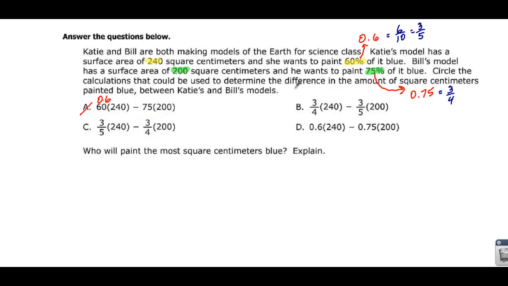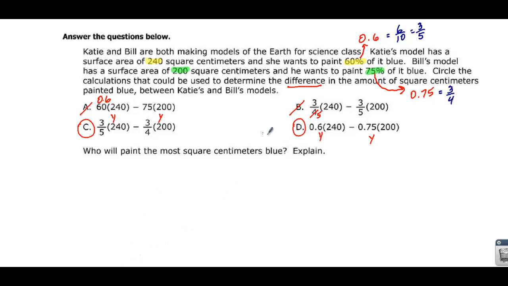This is a difference problem also. Okay? And you can see all these are subtractions, so you don't have to worry that they're sneaking in an addition on you. So 3/5 times 240, that's a yes. 3/4 right there, 3/4 times 200, that's a yes. C is a possible answer. Again, 3/4 times 240, nope, can't be the 3/4, has to be the 3/5 times 240, so B is wrong. And 0.6 times 240, that's a yes. And 0.75 times 200, that's a yes. So C and D are our correct answers.